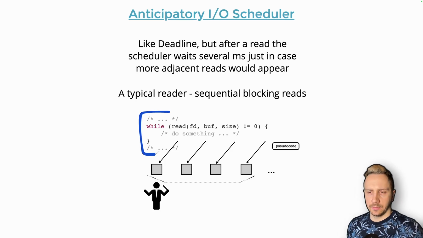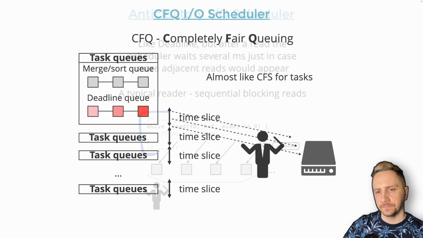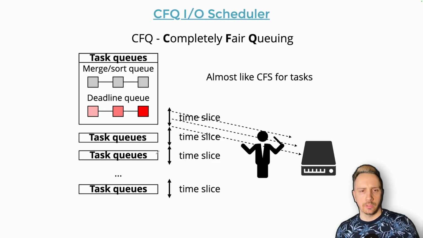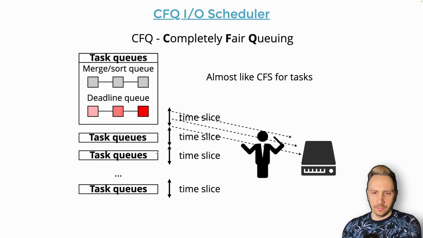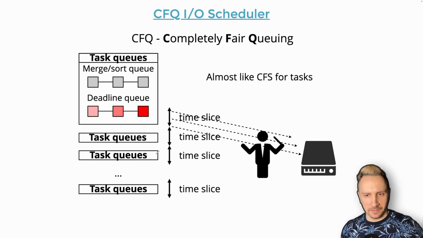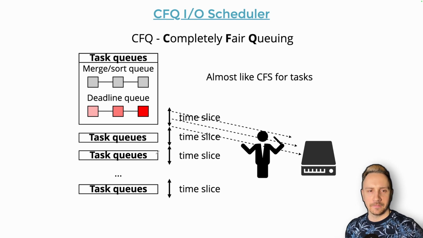But in the end, this scheduler was removed from the kernel because it was replaced by the next more powerful scheduler, CFQ, or completely fair queuing scheduler. It is very similar, by the way, to the completely fair scheduler for processes and CPUs for tasks, which we saw in the second lecture, I think.